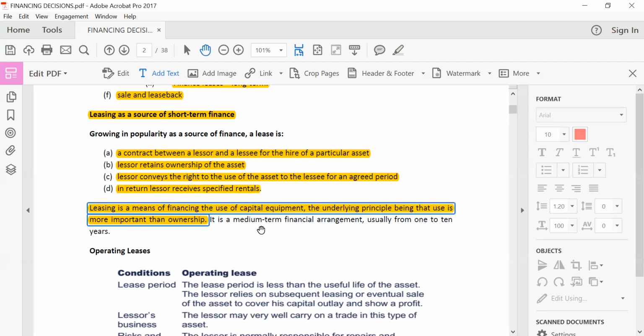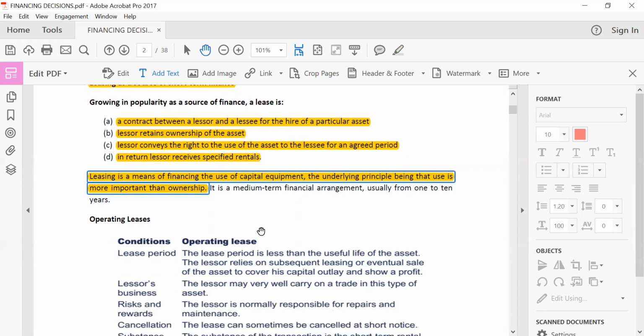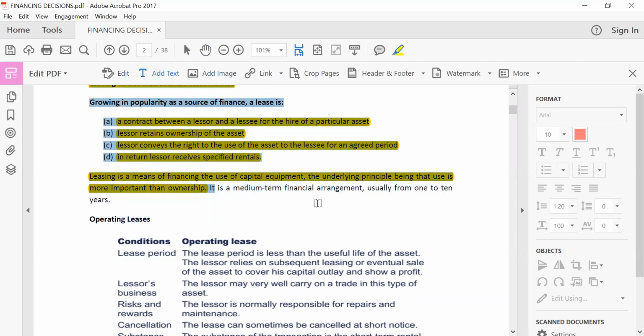And mostly when it comes to issues of leasing arrangement, the owner will be different from the user of the assets. The lessee will be using the asset. Though you own it, I'll be paying rent, but I'll be the person using the asset to get my own benefits. Right? So it is a medium-term financial arrangement, usually from 1 to 10 years. Mostly, some individuals tend to look at it in the medium term. They say 1 to 10 years. It can be just 1 year. It can be 6 weeks. It can be 3 weeks in normal situations.